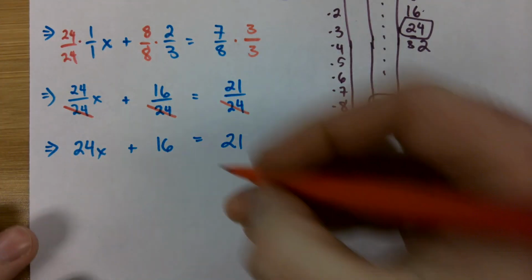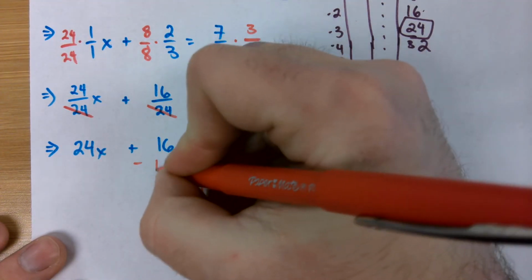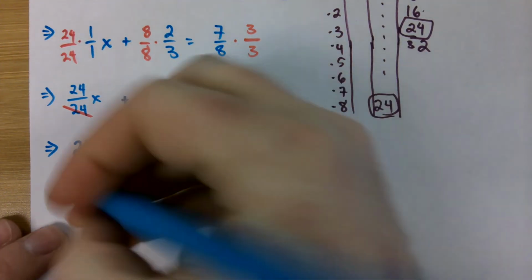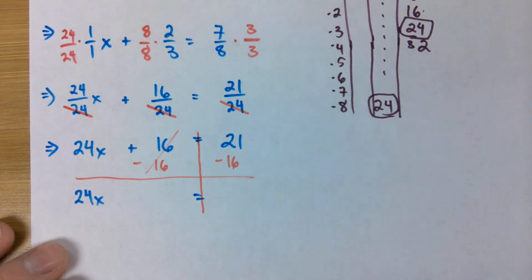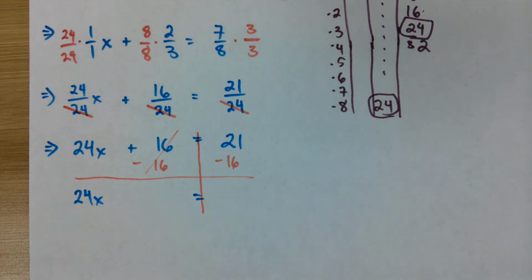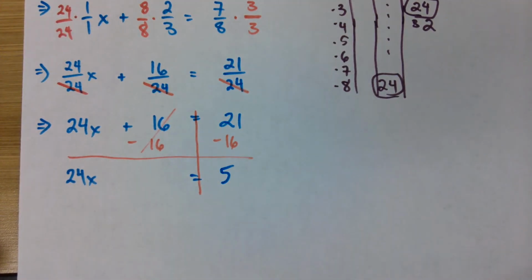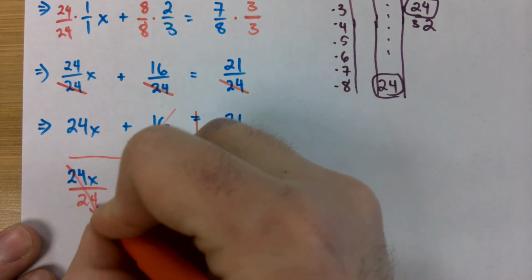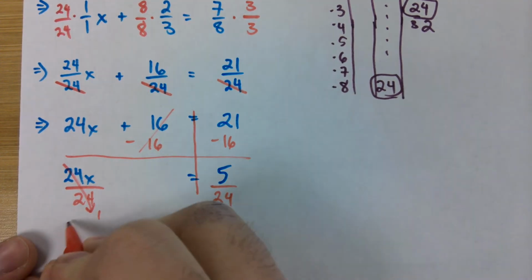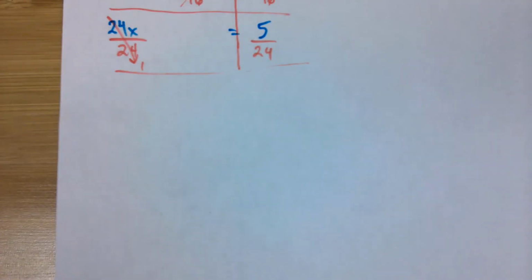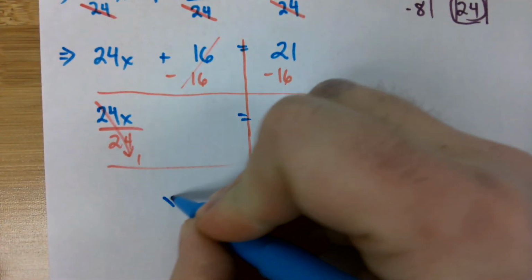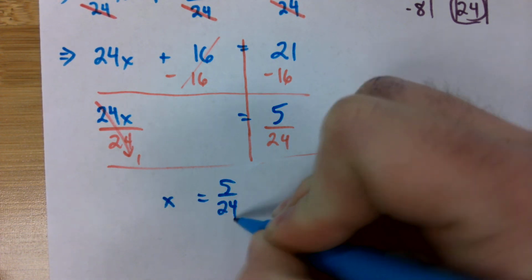Now we solve this like normal, split up our equal sign. We're going to start by subtracting 16 over to the right, leaving us with 24x equals what? 21 minus 16? 5. And then what's our last step to getting x by itself? We're going to divide by 24. Can we simplify 5 over 24 at all? No. Nope. So that's just going to be our answer.